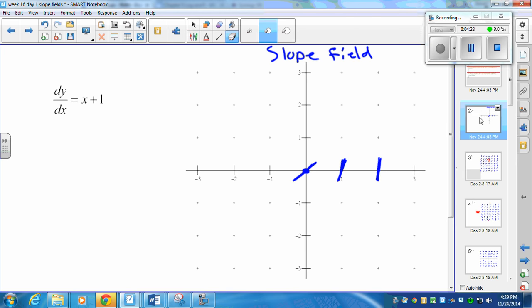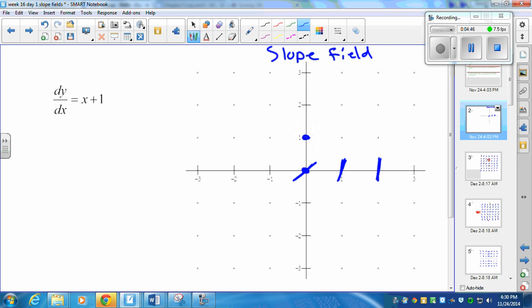Now you might say this will take an extremely long time, but I want you to notice something. This dy dx only has x in it. So the slope creator, the slope field, only has x's in it. Well, I plugged in 0, 0, and I got a slope of 1.